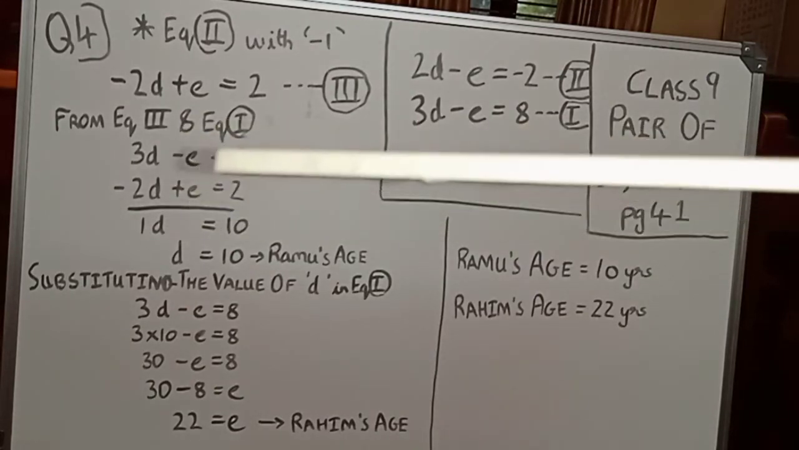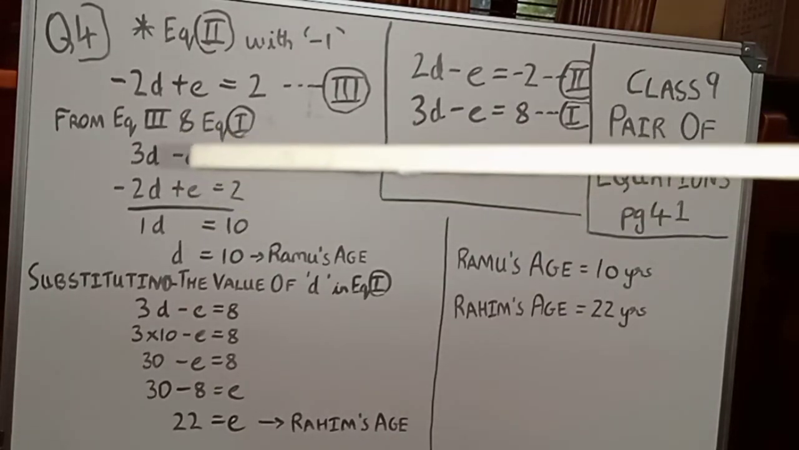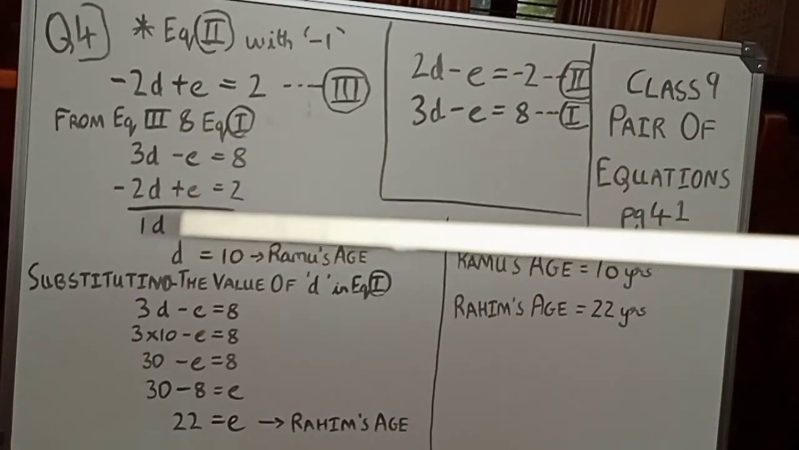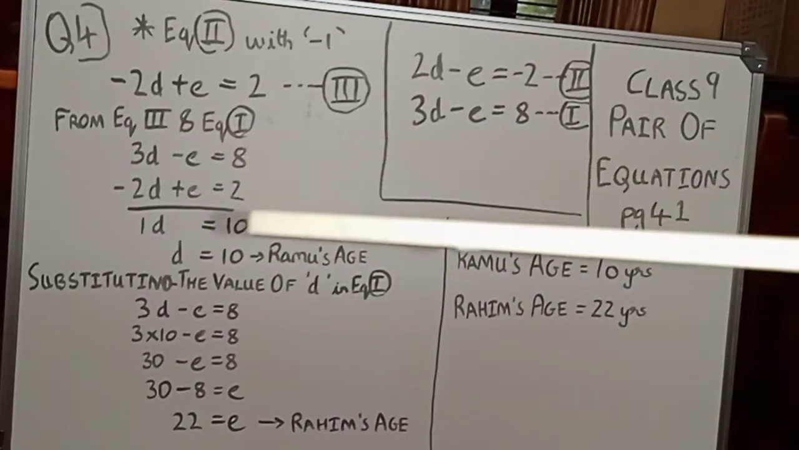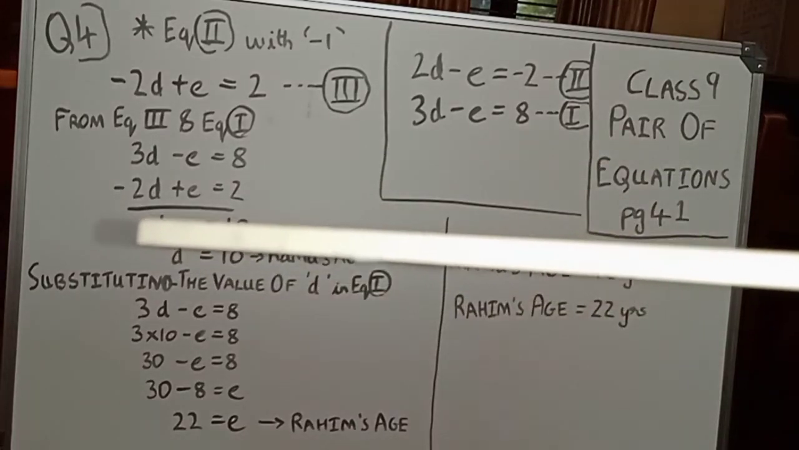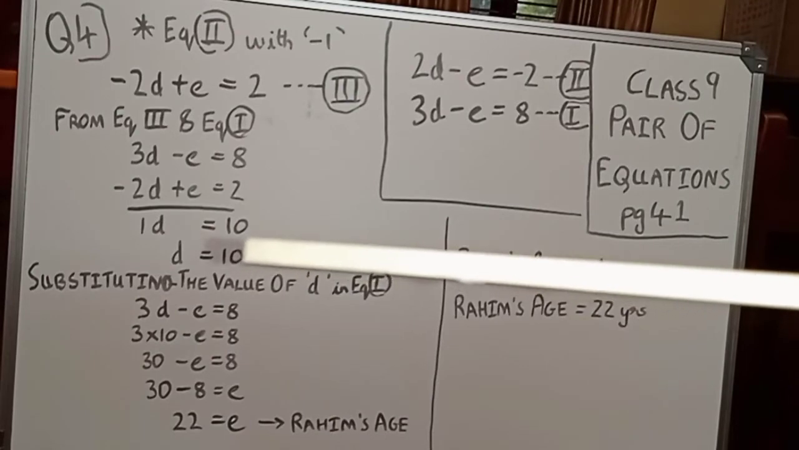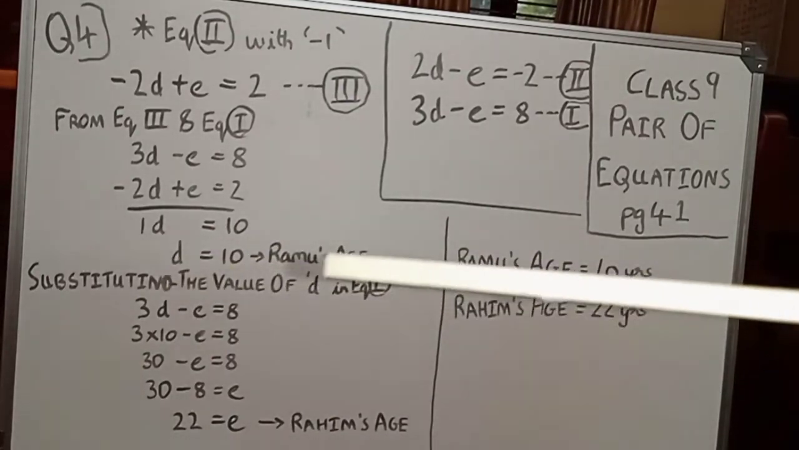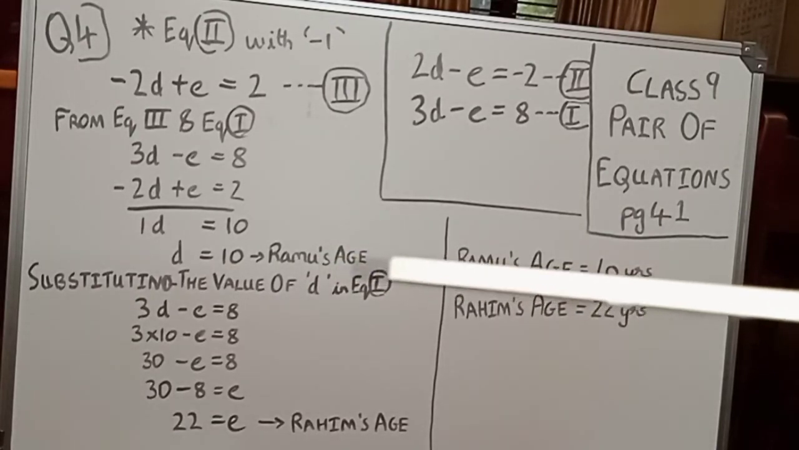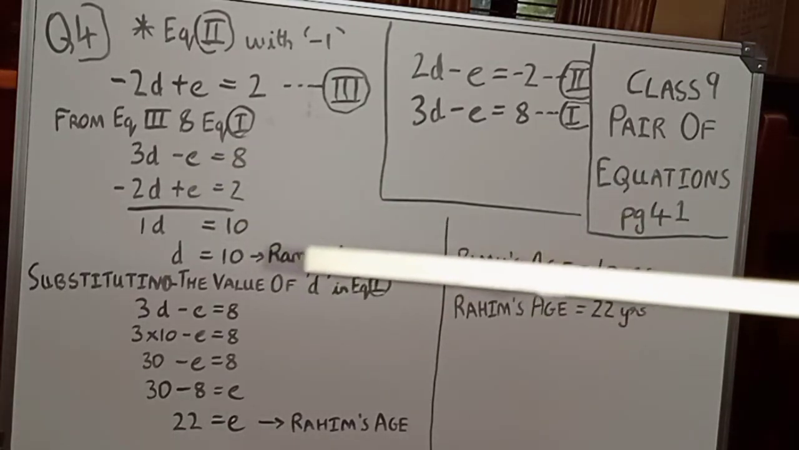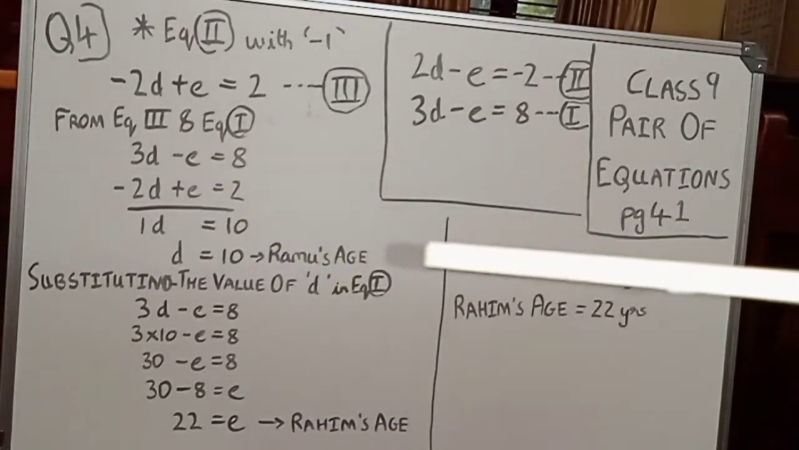When you write like this, you will see that these two will get cancelled, and 3d minus 2d, you will get 1d, and you have to add 8 plus 2, you will get 10. So d, this multiplication, when it goes to the opposite side, 10 divided by 1 is 10 itself. So d is Ramu's age, and you have got his age as 10 years.